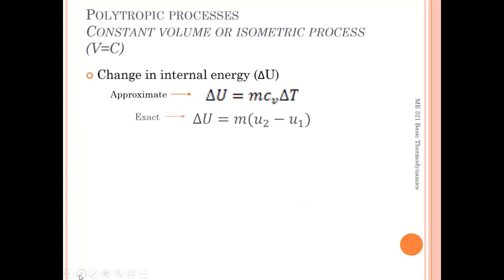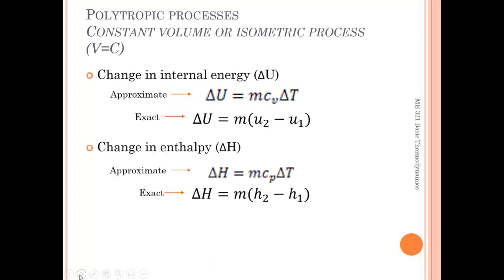Now, how we compute the change in internal energy and the change in enthalpy is just like how we compute this under the constant pressure process. If we want an approximate solution, we simply use the average specific heat of the gas evaluated at 300 Kelvin. On the other hand, if we want the exact solution, then we consult the property table of the gas for the values of the specific internal energies or the specific enthalpies of the gas with respect to their temperatures.